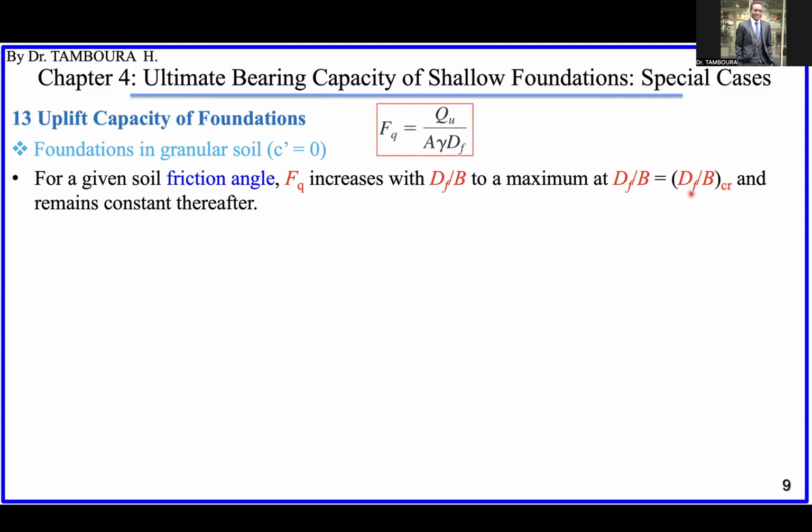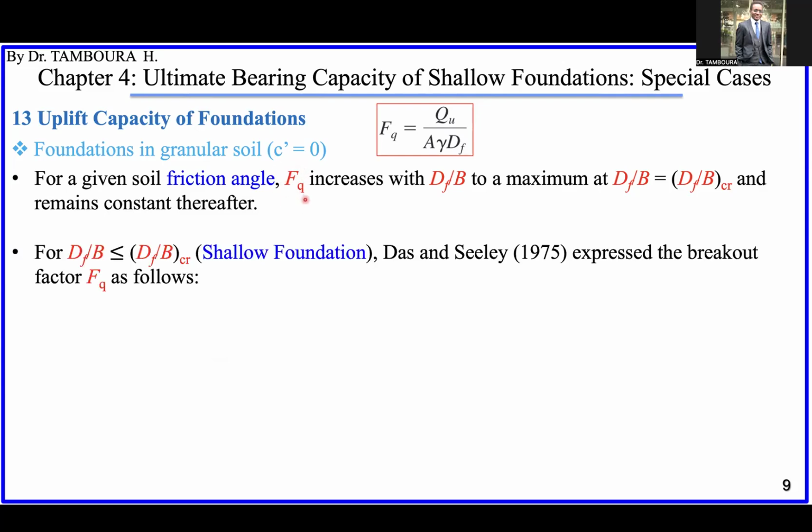So please remember that at the beginning, when the depth increases, it increases. The depth increases, it increases. At a certain depth, when it reaches that depth, it stops increasing. So FQ becomes constant. This definition is very, very important because we will articulate this lesson around this.